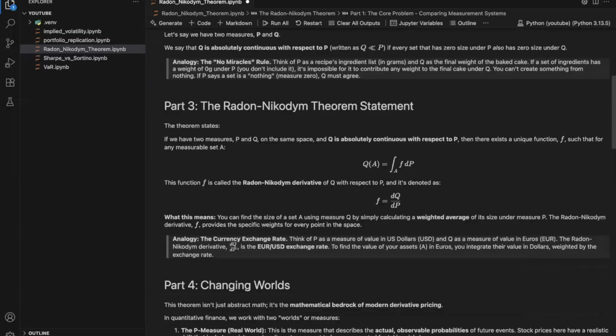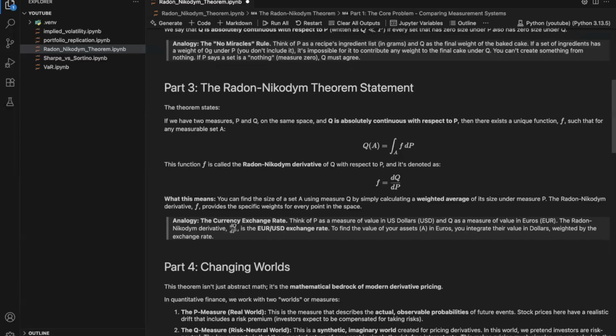So, if that no miracles rule holds, the theorem kicks in. It states that if Q is absolutely continuous with respect to P, then there exists a unique function, which we'll call f, that lets us convert between them. So Q(A) can be shown as the integral of f dP over the set A. This formula might look a bit scary, but the idea is simple. It says you can find the size of any set A under the measure Q by calculating the weighted average of the size under measure P. And what provides those weights? The function f, which we call the Radon-Nikodym derivative.